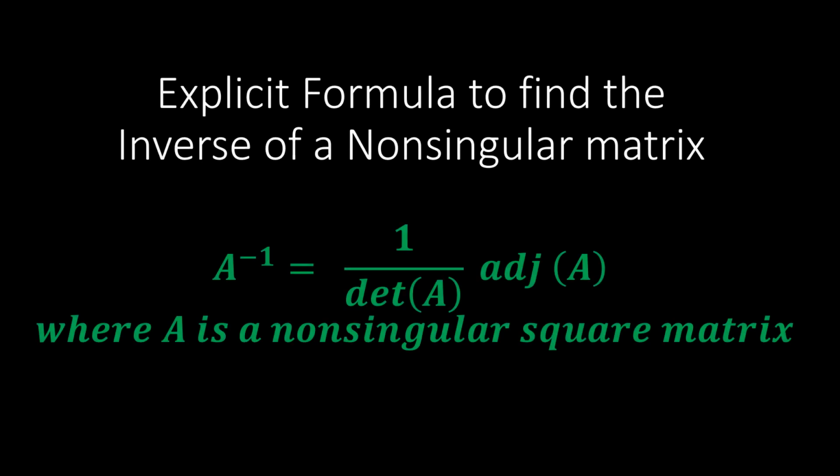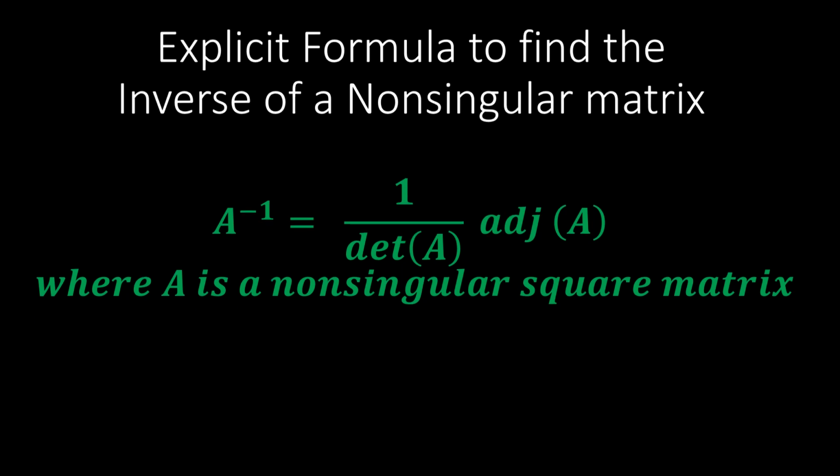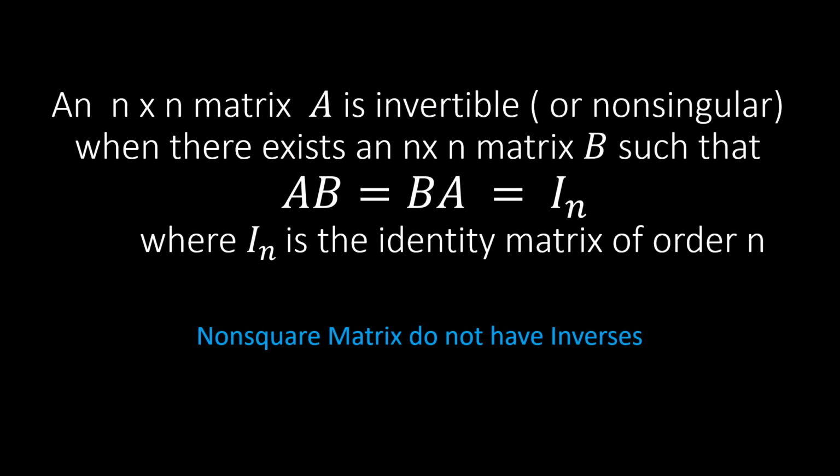In this video, let's see an explicit formula to find the inverse of a non-singular matrix A. The inverse, A inverse, will be the adjoint of A divided by the determinant of A. We already know that a non-square matrix will not have an inverse. So only for a square matrix can we find the inverse.